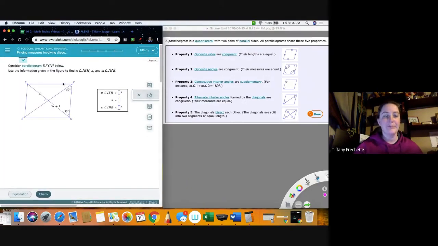There's my problem. All right, so we're going to consider the parallelogram EFGH below. Again, it's already a parallelogram, so all of these things are true. Use the information given in the figure to find the measure of angle IEH, and the measure of angle IHE. So first, let's focus on the measure of angle IEH. So we actually want this one here.